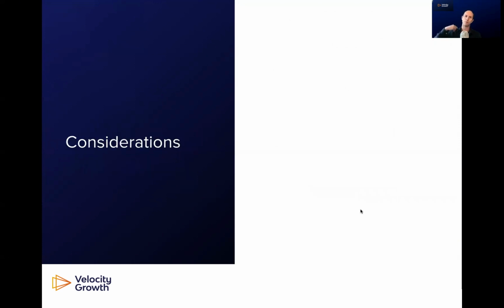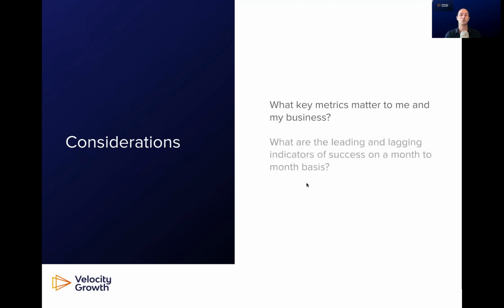And then finally, we report back on that through a set of key metrics that we track over weeks and months and years. So things to think about here, and this will take you a little while to figure out. I'm going to go through it relatively quickly, but think about this for a little while with your team. What key metrics actually matter to you and your business? What impacts growth? You want to look at two things: leading and lagging indicators of success on a monthly basis.